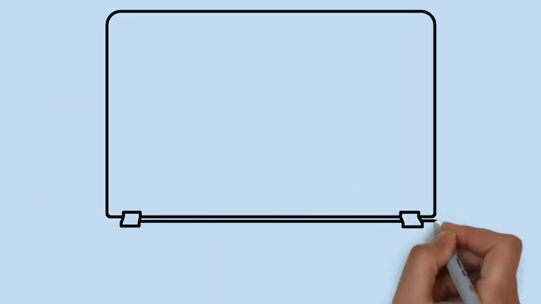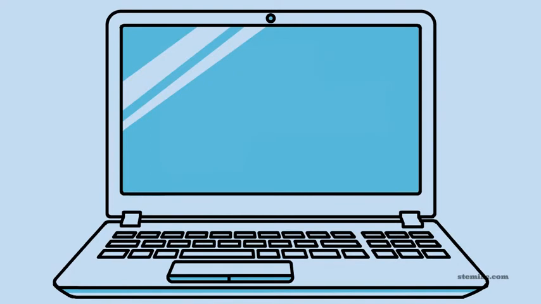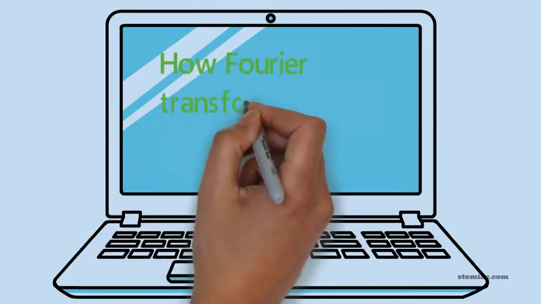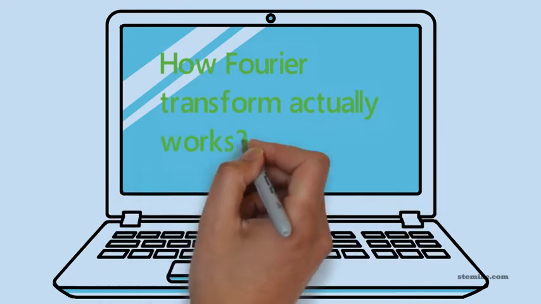Then we will give a real-world example on how the concept works, including illustrations and explanation. For example, we will explain, animate, and illustrate how Fourier transform actually works.